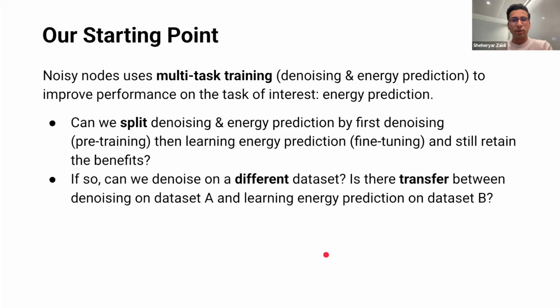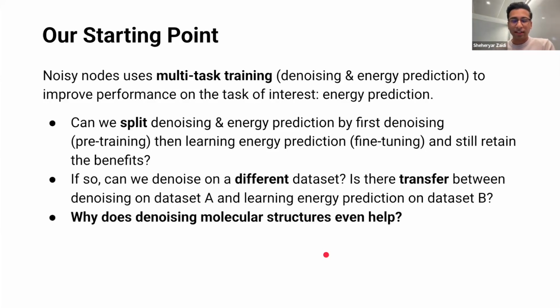And question number 2 was, if this works, can we denoise on a different data set, let's say a larger data set where we don't have labels, denoise on that, and then do fine-tuning for energy prediction on a different data set B? So here, there's also a question of, is there transfer between denoising on dataset A, which might be different from energy prediction training on dataset B?